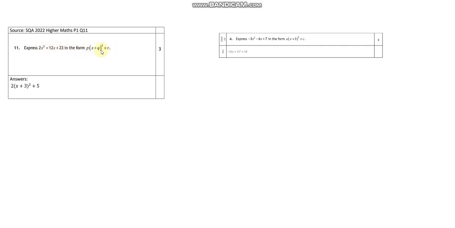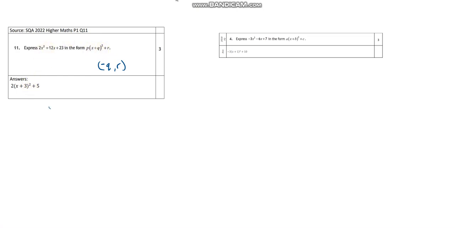And the reason we do this is to find our turning point. So the turning point for this one would be negative q, r. Okay, we change the sign of this value and we keep this the same. That would be our turning point. And that helps us, obviously, as you can see, draw out the graph. So let's write this down.